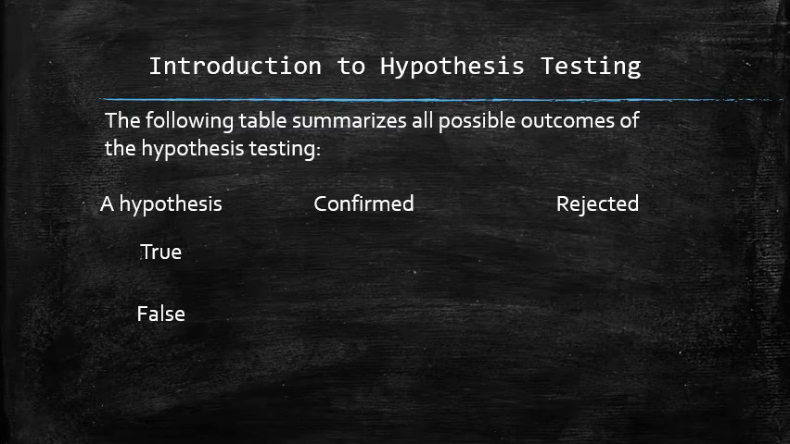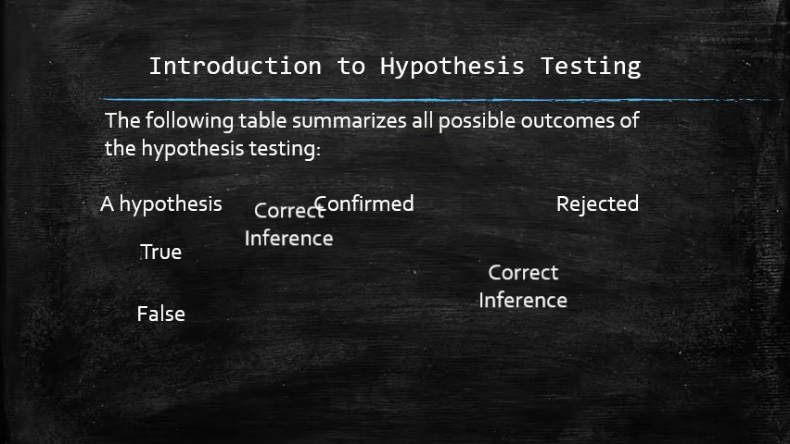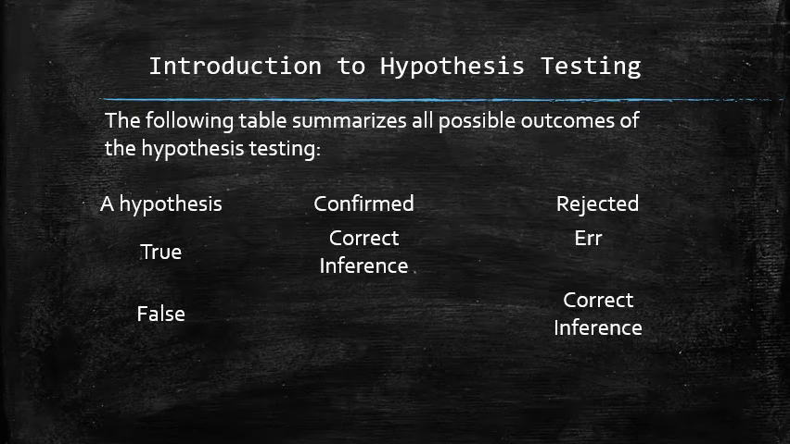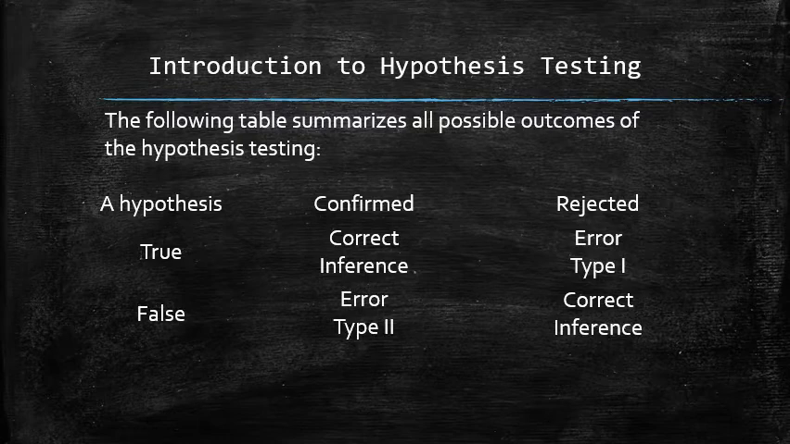No matter how perfect the testing procedure is, there is always a chance of making an error. Rejecting a true hypothesis is called type 1 error. Confirming or failing to reject a false hypothesis is called type 2 error. The difference between the two types of errors is clear and depends on the context. Consider the following example.